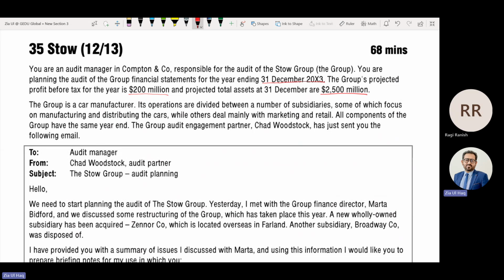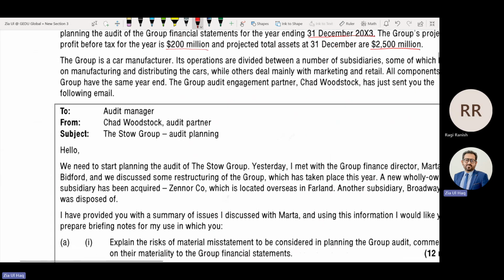So profit for the group and total assets for the group are given. The group is a car manufacturer. Its operations are divided between a number of subsidiaries, some of which focus on manufacturing and distributing the cars, while others deal mainly with marketing and retail. All components of the group have the same year end. The group audit engagement partner, Chad Woodstock, has just sent you the following email, to you, manager, from partner, regarding Stowe Group audit planning.